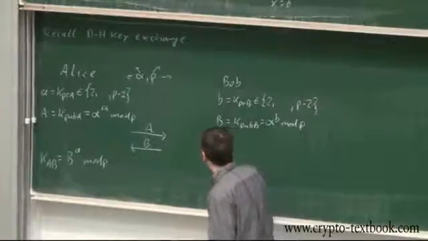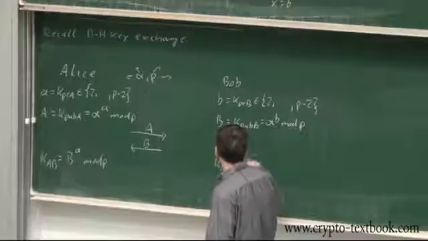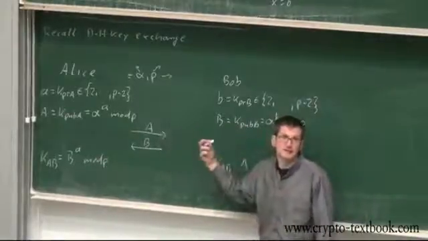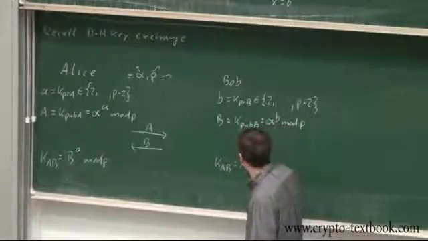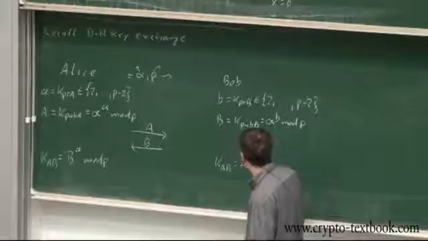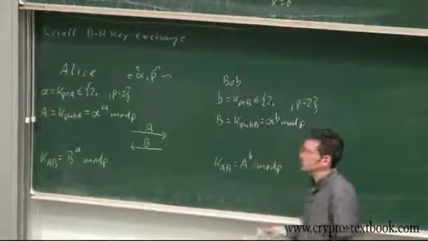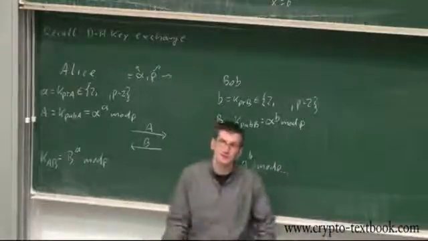Bob, and this is a surprising thing, takes the public key he's getting from Alice and raises it to his secret power, B here, modulo P. And the surprising thing is Alice and Bob compute the same secret.